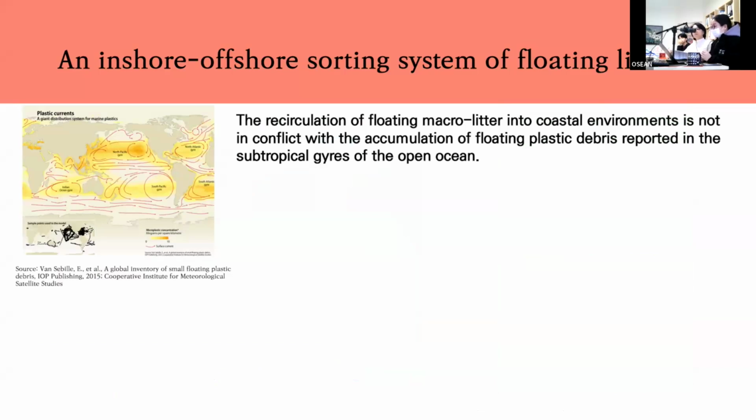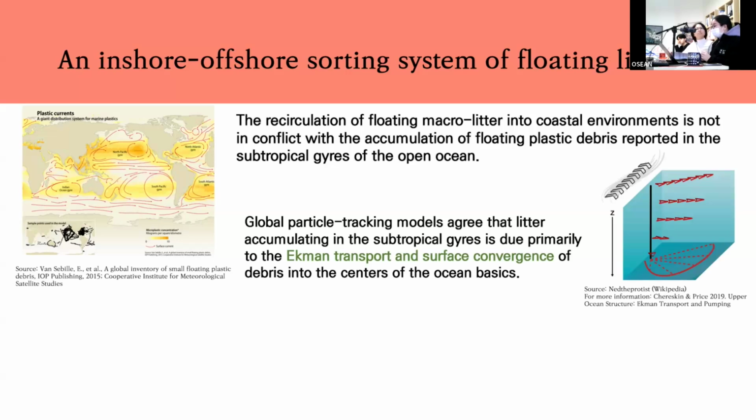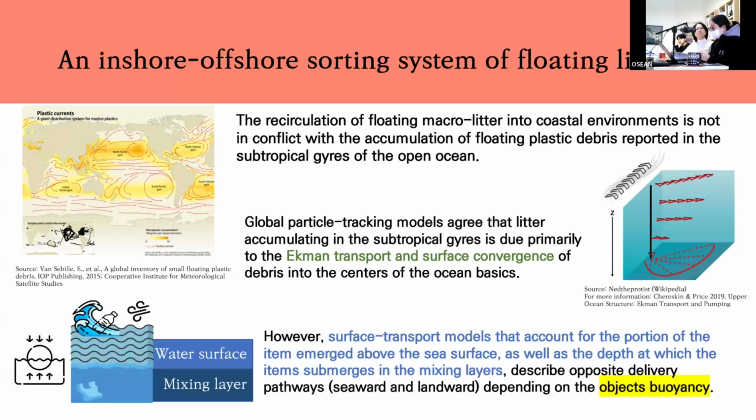The recirculation of floating macrolitter into coastal environments is not in conflict with the accumulation of floating plastic debris reported in the subtropical gyres of the open ocean. Global particle tracking models agree that litter accumulating in the subtropical gyres is due primarily to the Ekman transport and surface convergence of debris into the centers of the ocean basins. However, surface transport models that account for the portion of the item that emerges above the sea surface, as well as the depth at which the items submerge in the mixing layer, describe opposite delivery pathways, depending on the object's buoyancy.